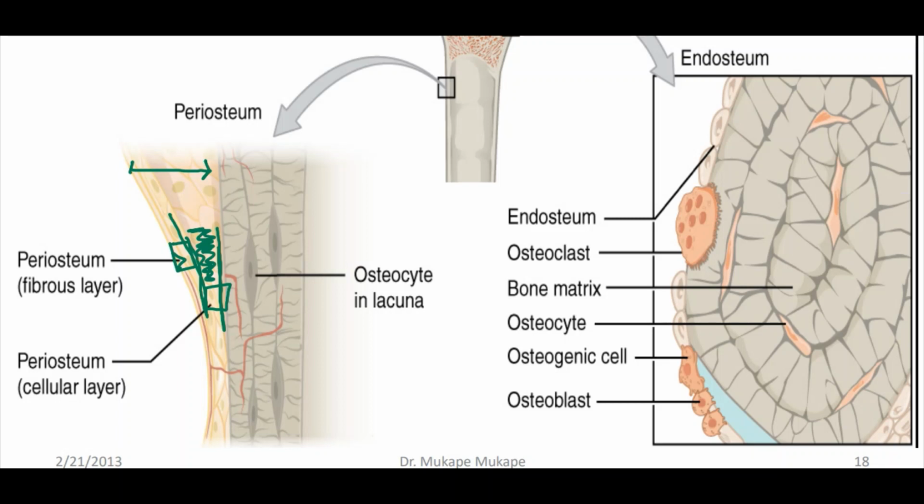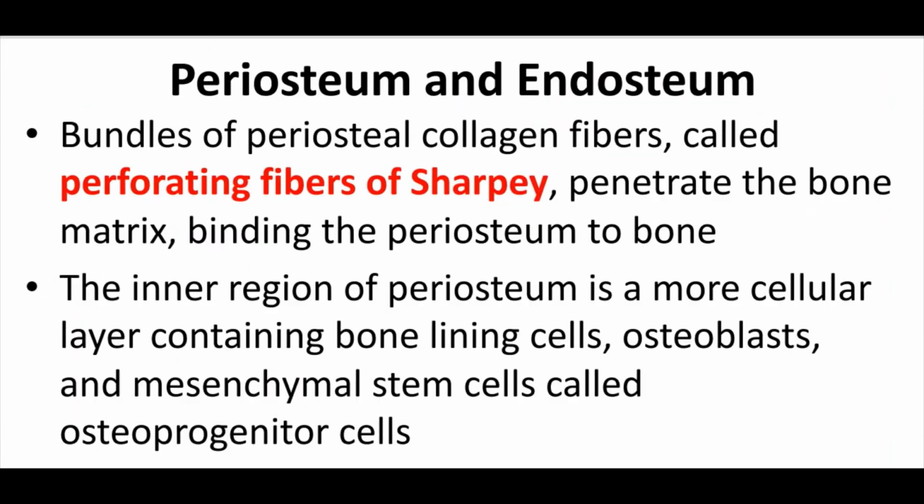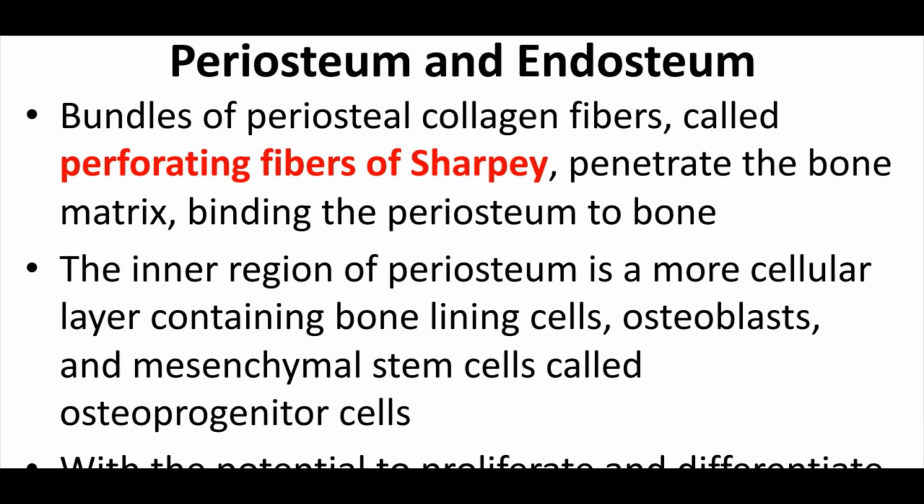The endosteum, however, has these cells here, these cells that are lined in the same layer with the osteoclasts and the osteoblasts. We're going to look at those cells as we go on. The periosteum has bundles of periosteocollagen fibers called perforating fibers of Sharpey, which penetrate the bone matrix, binding the periosteum to the bone.